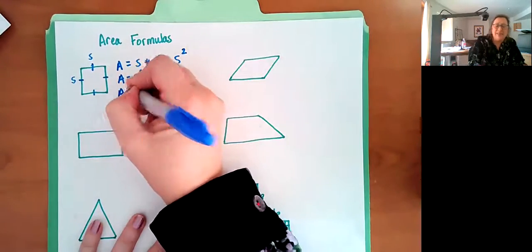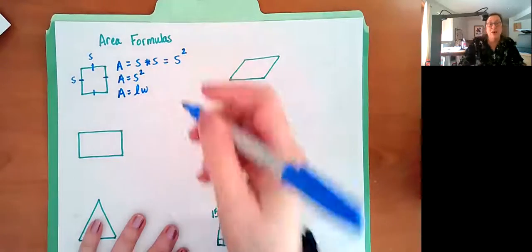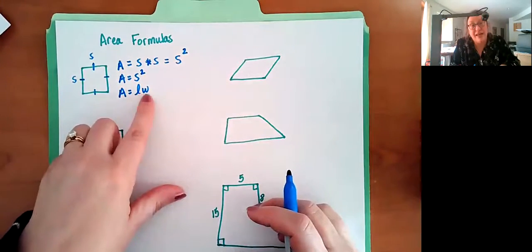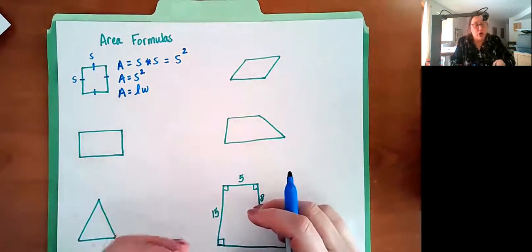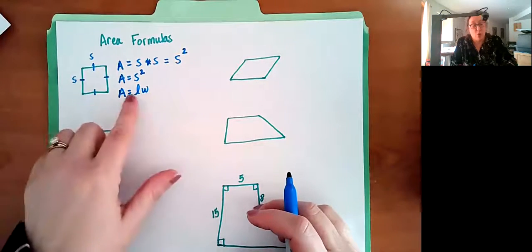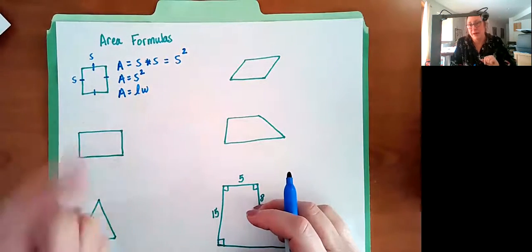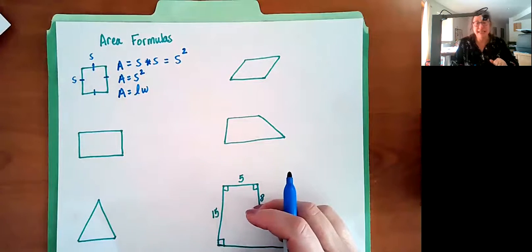That is really the same thing as length times width. It just so happens that our length and the width are the same. So we wind up having just one number here that gets multiplied by itself. So that is how you calculate the area of a square.